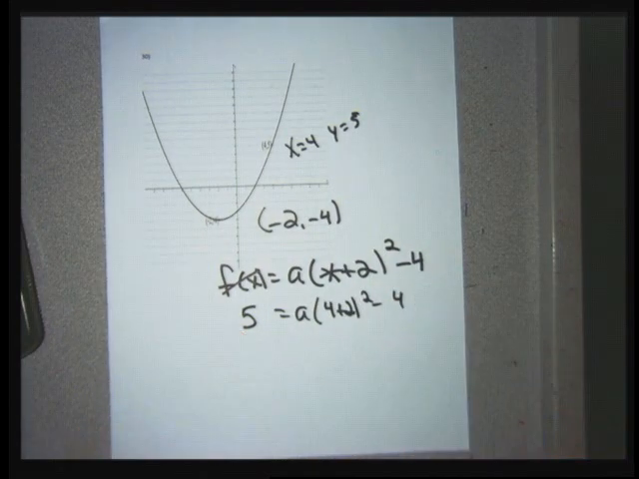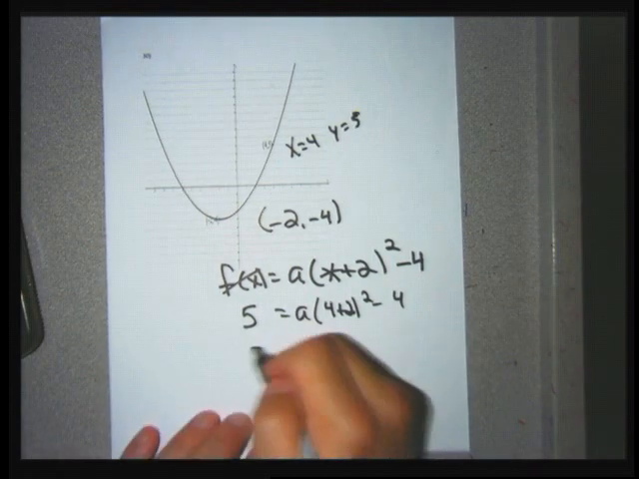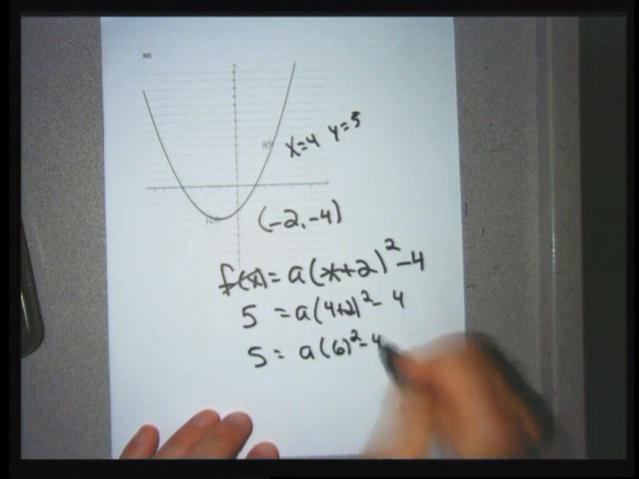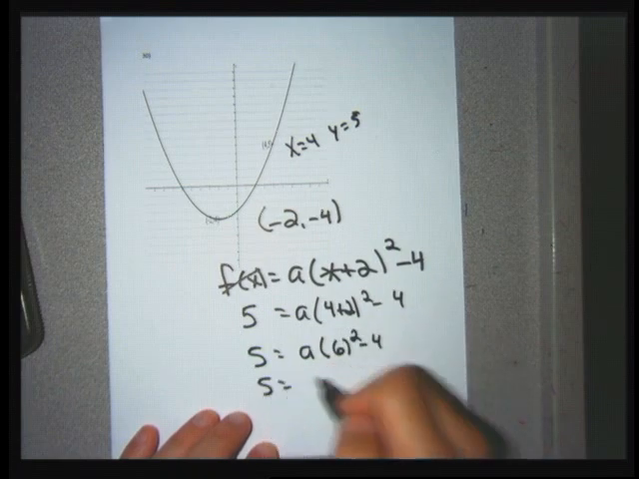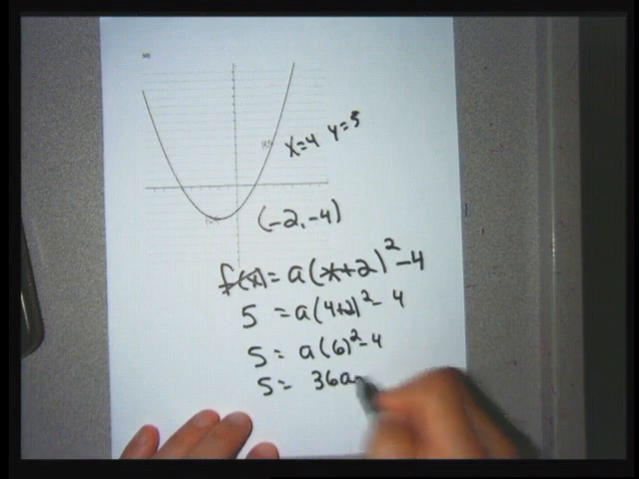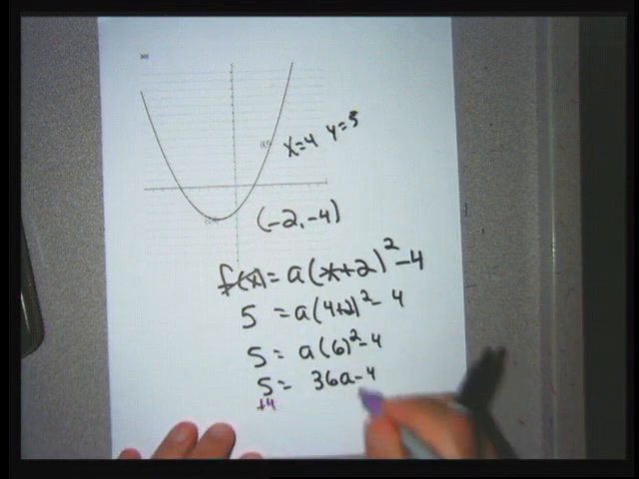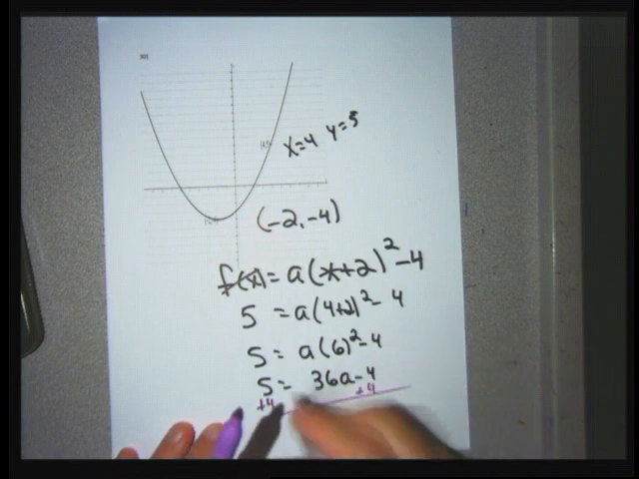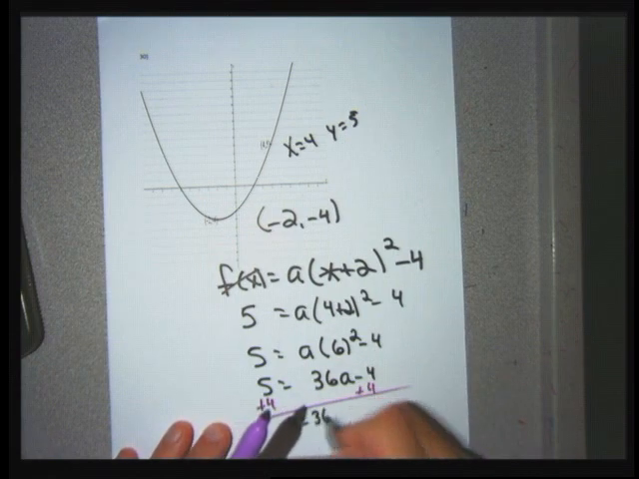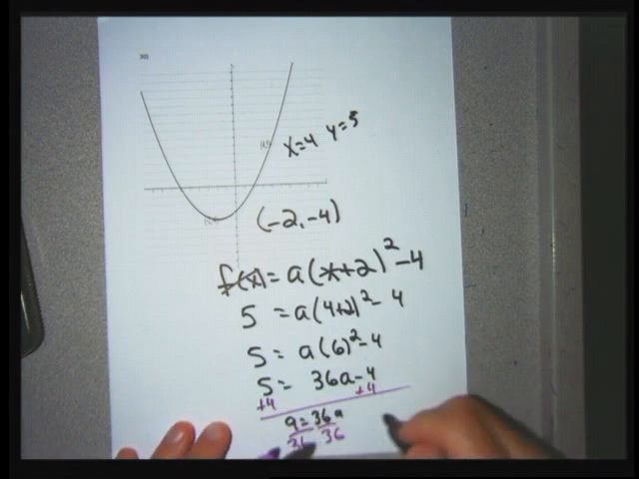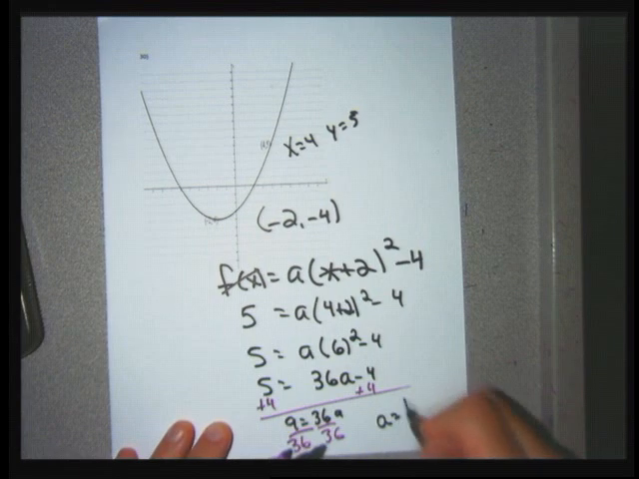And I get 5 equals a times 4 plus 2 squared minus 4. So I'm going to get 5 equals a times 6 squared minus 4. This gives me 5 equals 36a minus 4. I'm going to add 4 to both sides and get 9 equals 36a. Divide both sides by 36. I get 9 over 36 equals a. 9 over 36 reduces to 1/4.